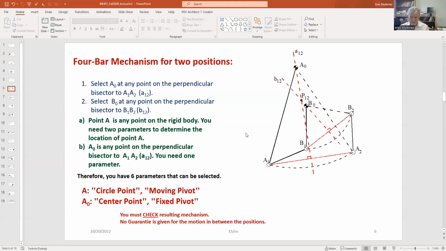okay, I think I have covered these. You must always check your resulting mechanism. Okay, there's no guarantee in between the positions, the motion in between the positions.